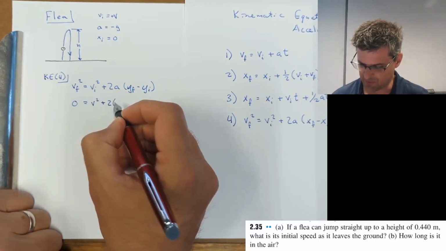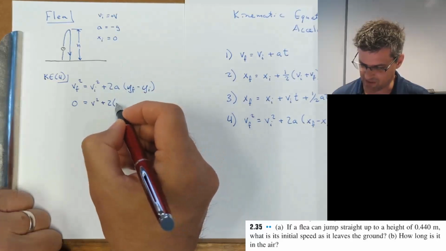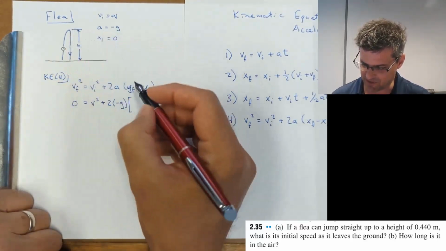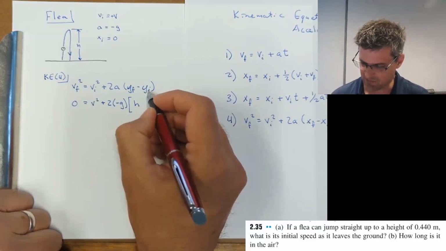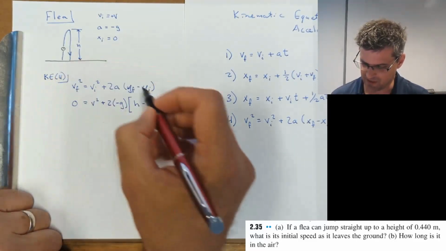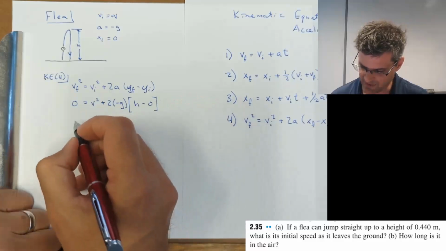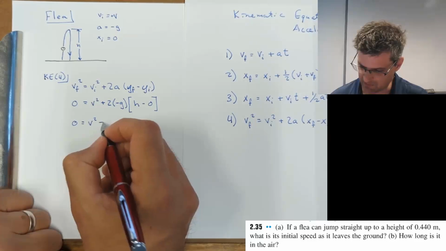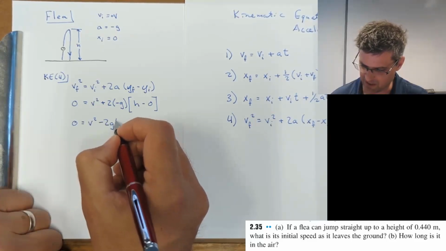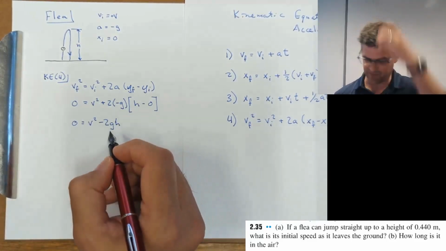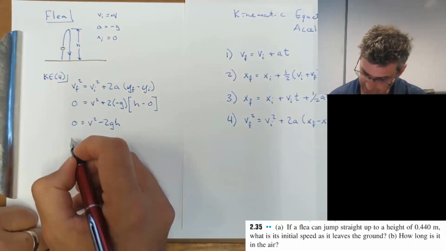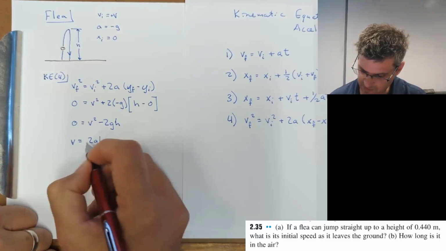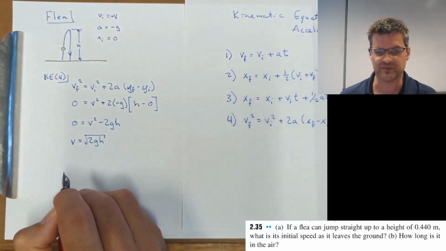I add 2, but my acceleration is minus g. My final y position is h. My initial y position is 0. I see that 0 is equal to v squared minus 2gh. Or if I wanted to find the initial velocity, that velocity is the square root of 2gh.